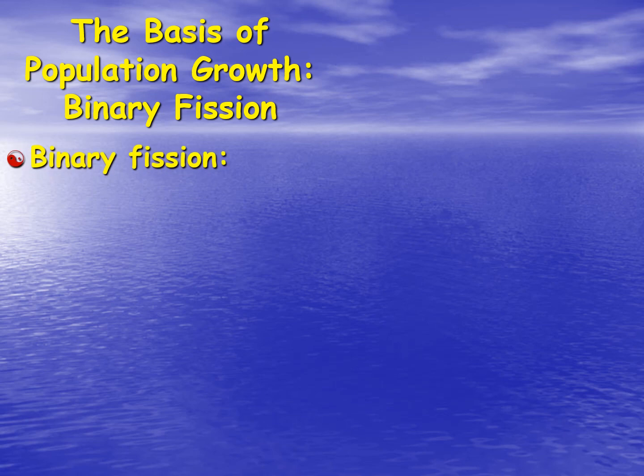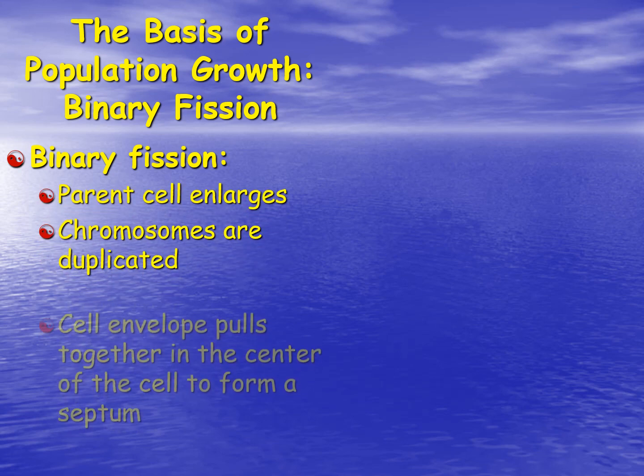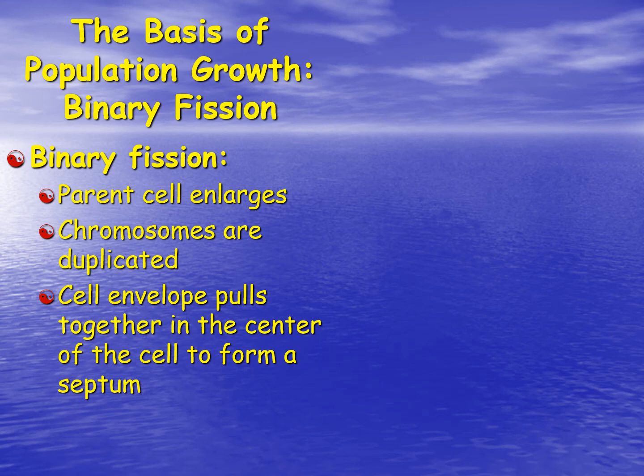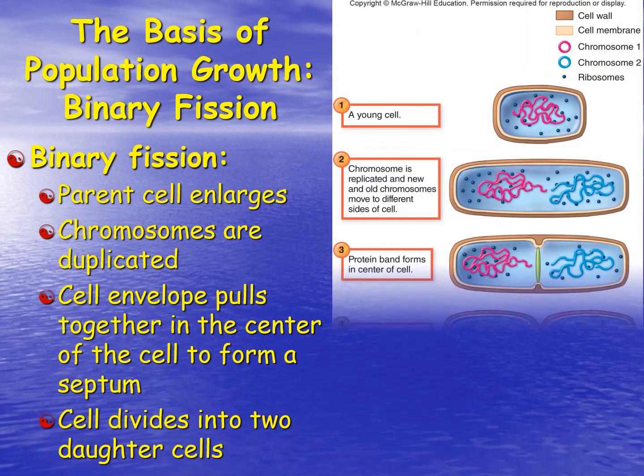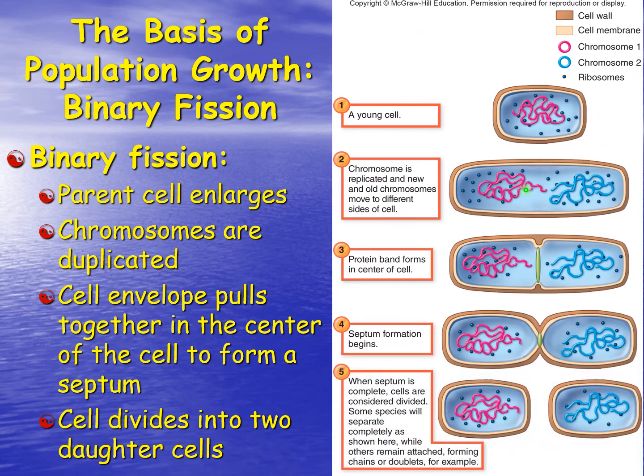Now let's talk a little bit about population growth. Most of our bacteria, especially, reproduce by binary fission. They make a copy of their DNA and they split in half. So the parent cell enlarges, the chromosome is duplicated, the cell envelope pulls together in the center of the cell to form a septum, and basically then separates into two genetically identical daughter cells. So simply making our copy of DNA, we form our septum, and eventually the two cells separate.